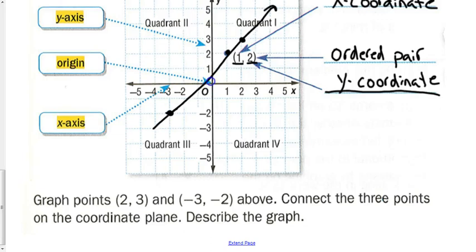Now my line's not particularly straight, but you get the idea. All right, and describe the graph. Well, it's a straight line. It looks like a straight line.